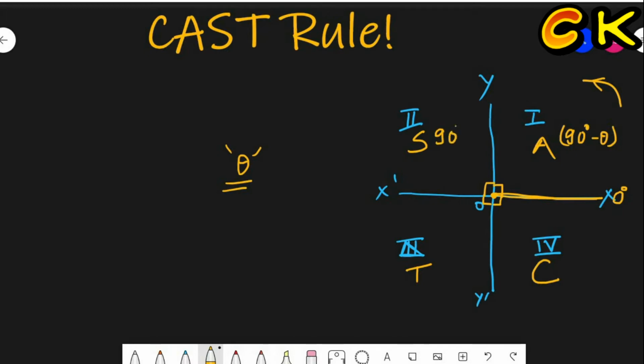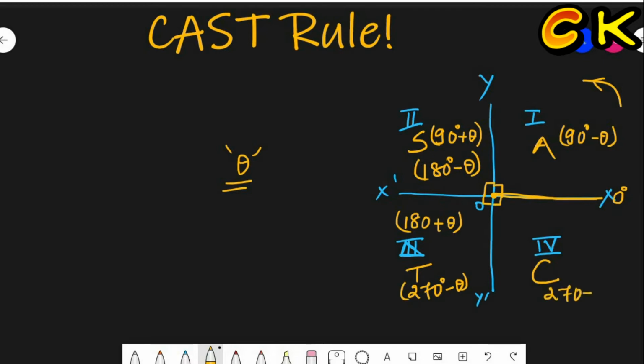Similarly 90 degrees plus theta: from here to here it is 90 degrees, and plus means moving forward again. So 90 degrees plus theta lies in the second quadrant. From here to here it is 180 degrees, and anything less than 180 degrees lies in the second quadrant, so 180 degrees minus theta also lies in the second quadrant. Similarly 180 degrees plus theta and 270 degrees minus theta lie in the third quadrant, and 270 degrees plus theta followed by 360 degrees minus theta lies in the fourth quadrant. Similarly 360 degrees plus theta, where does it lie? It lies in the first quadrant.